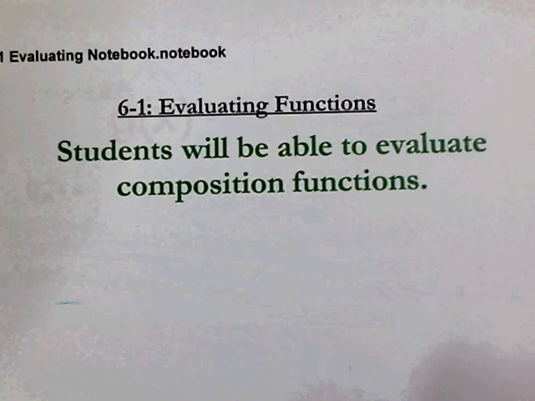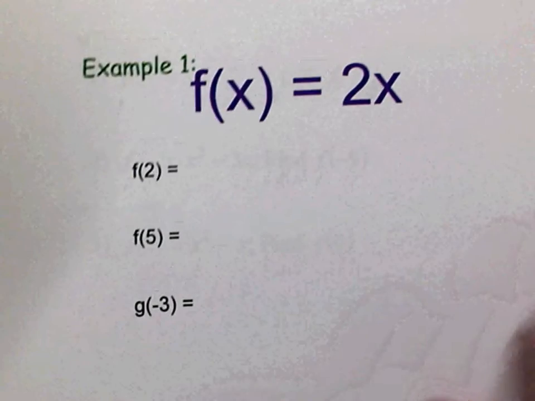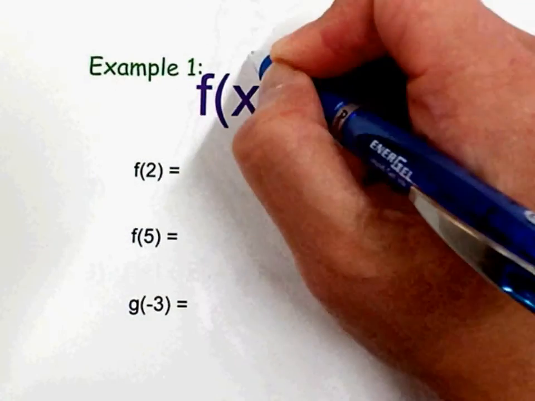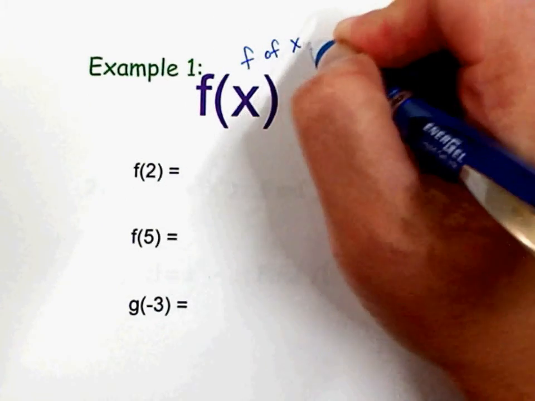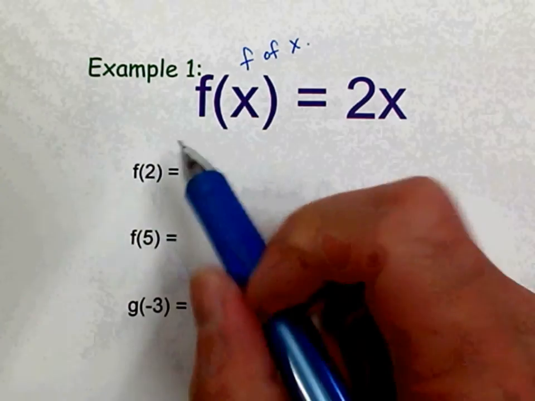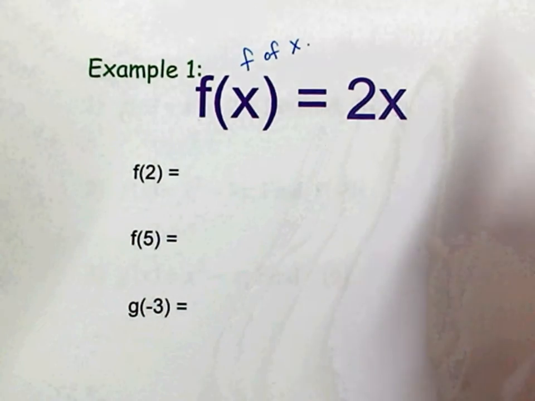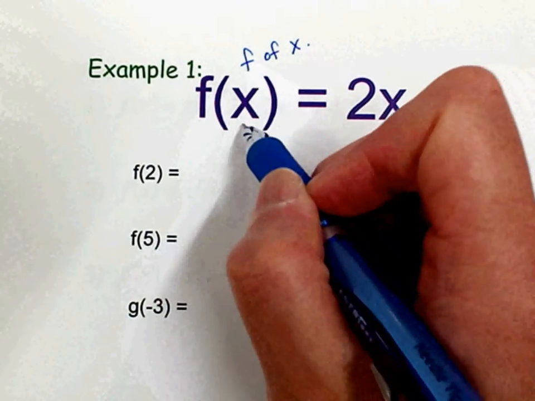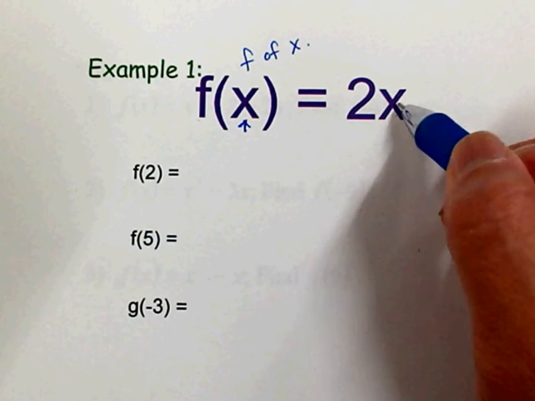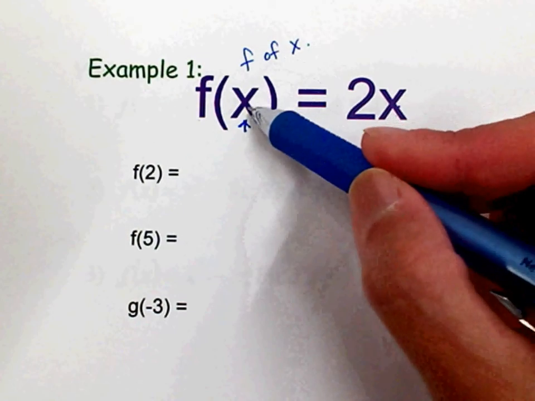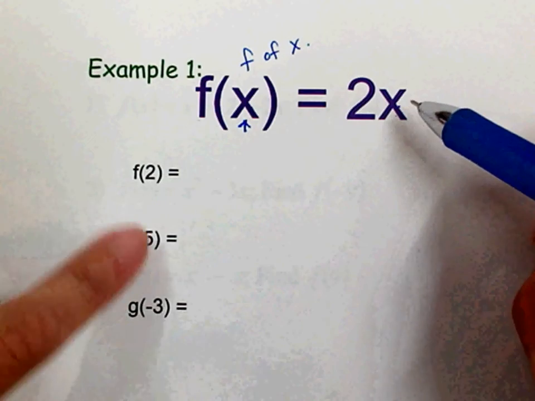Alrighty. Let's look at example 1. It says f of x, and that's how it is said. F of x is equal to 2x. What does that mean? That means this value of x is now 2x. So I'm going to substitute wherever I see an x with 2x. So let's take a look at the first one.